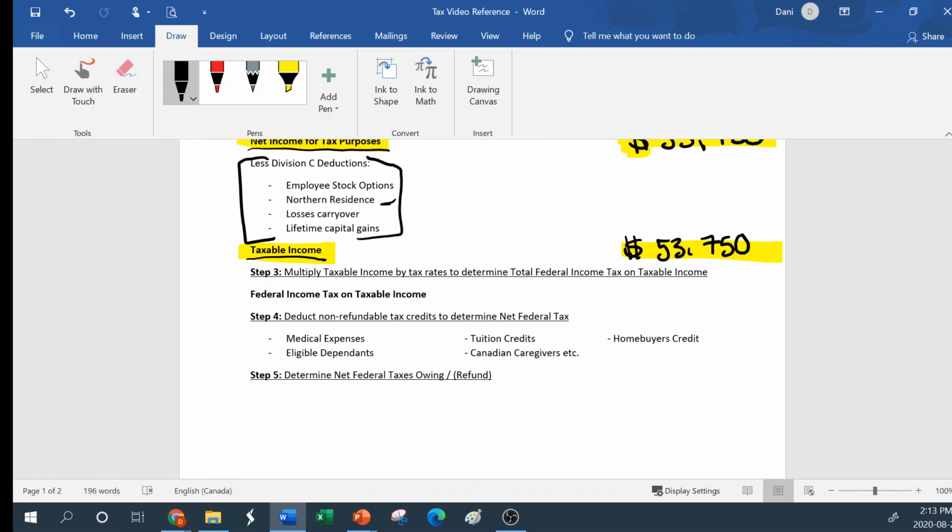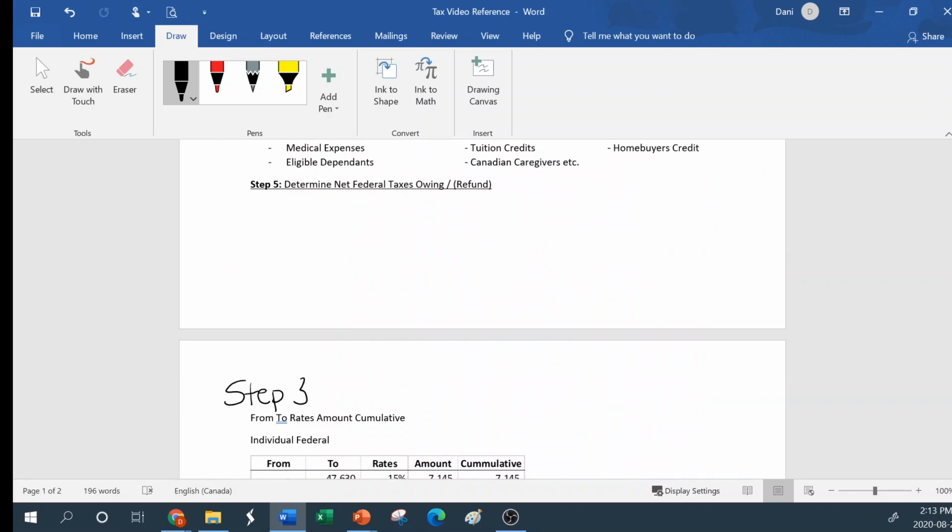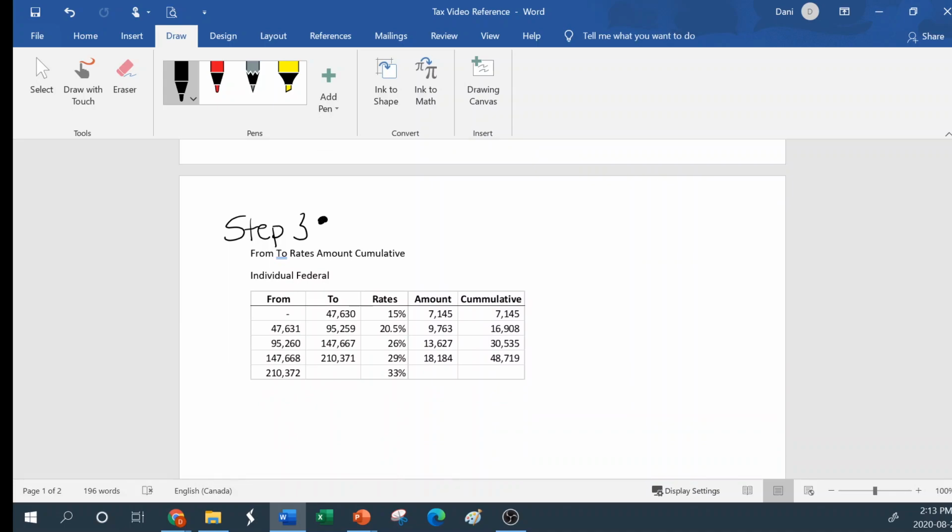Step 3 is where we are going to figure out, okay, well, how much do we actually owe for taxes? How much do we owe the government? And this changes every single year because tax rates change likely every year or with a change in government. Same with tax credits. So for step 3, I'm just going to scroll us down to this little chart here, and we're going to talk about how progressive tax rates work.